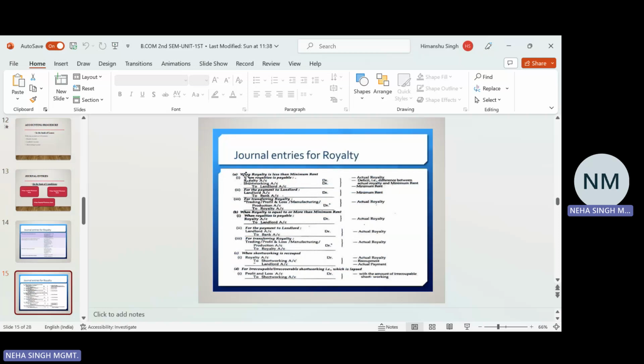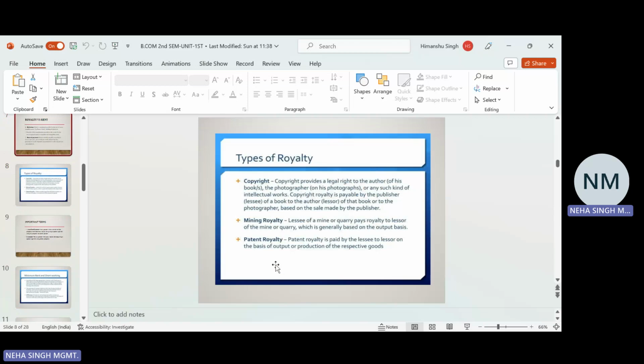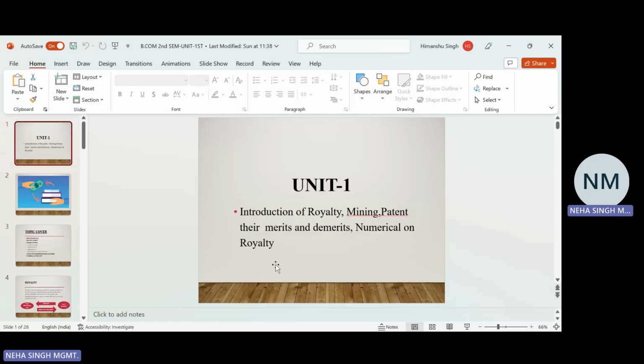So these are the journal entries where you see the different cases, like when royalty is less than minimum rent तो क्या एंट्री होगी. So these are the entries. ये मैंने पहली वाली स्लाइड में डिस्कस कर दिया है. When royalty is equal to or more than minimum rent, इक्वल टू और मोर देन मिनिमम रेंट में क्या होगी, तो ये वाली एंट्रीज हो जाएंगी. And in the next video lecture we will do some numericals.